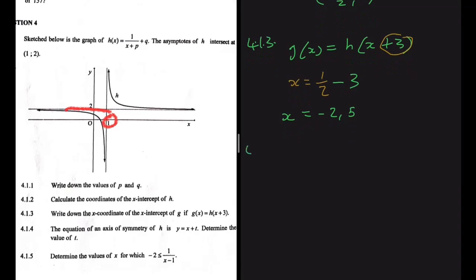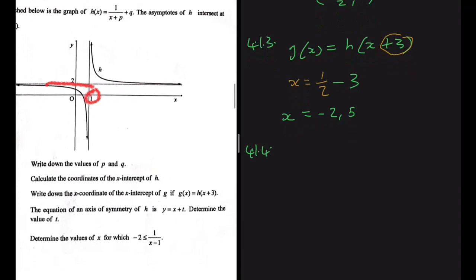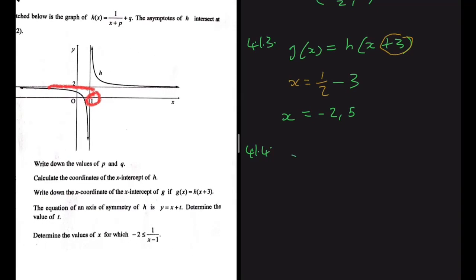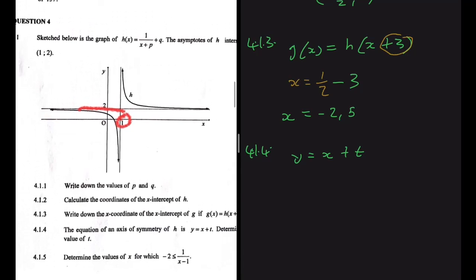Now let's do 4.1.4. It says the equation of an axis of symmetry of h is y equals x plus t. Determine the value of t. We are given the slope, so we just have to find t. If you have an axis of symmetry, the point you substitute is the point where the asymptotes intersect. That's the point you substitute if you want to find the equation of the axis of symmetry.